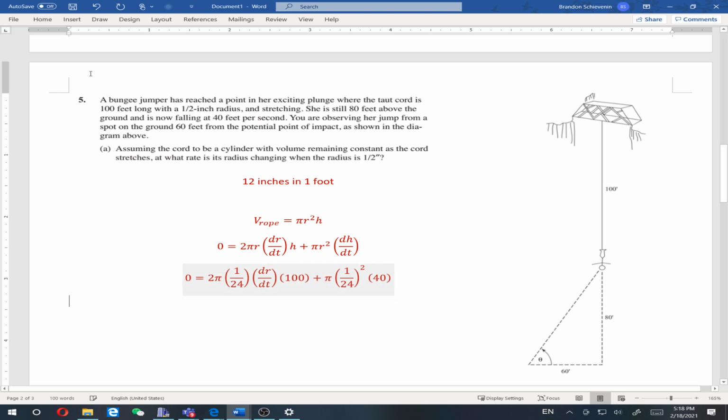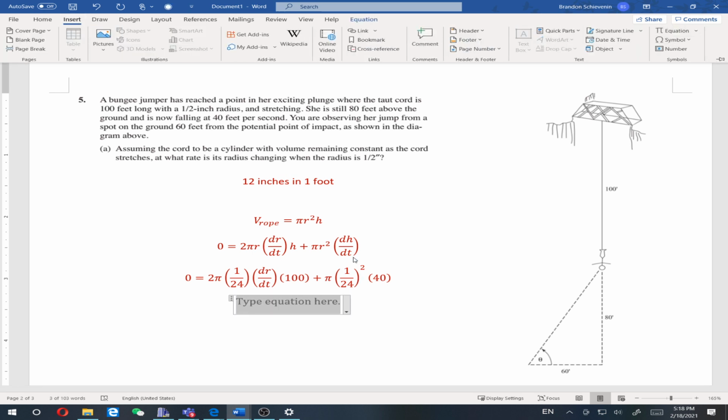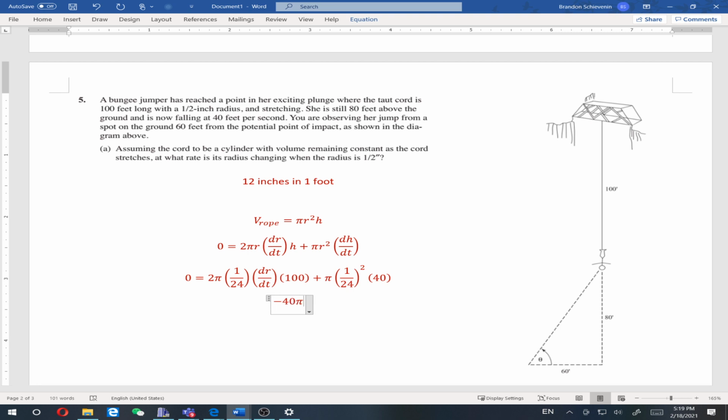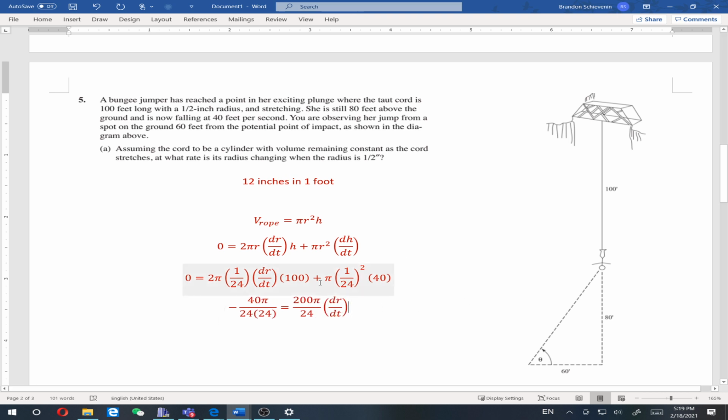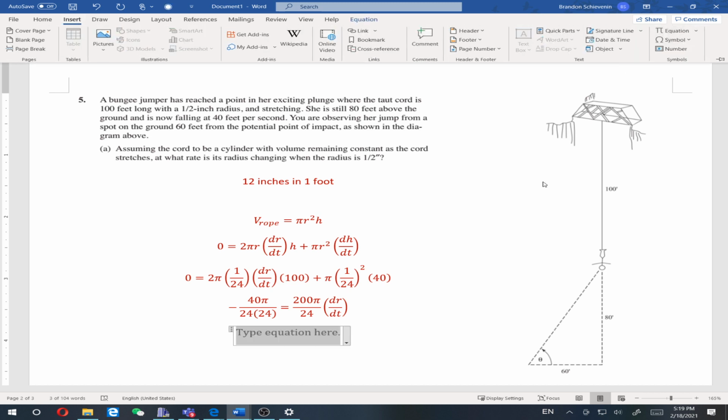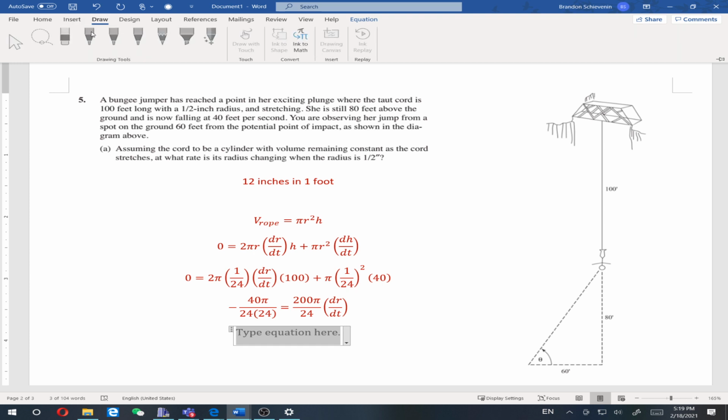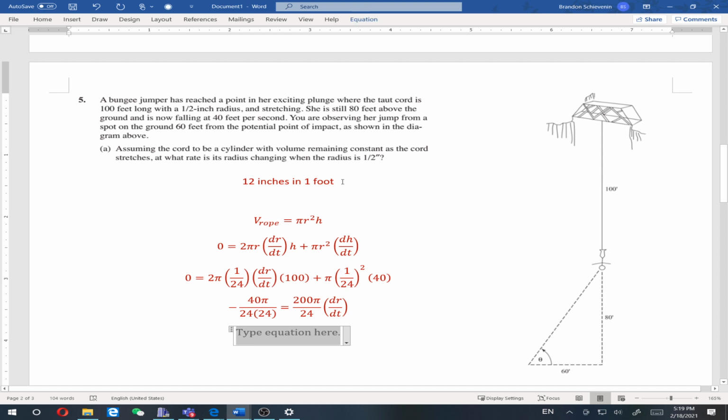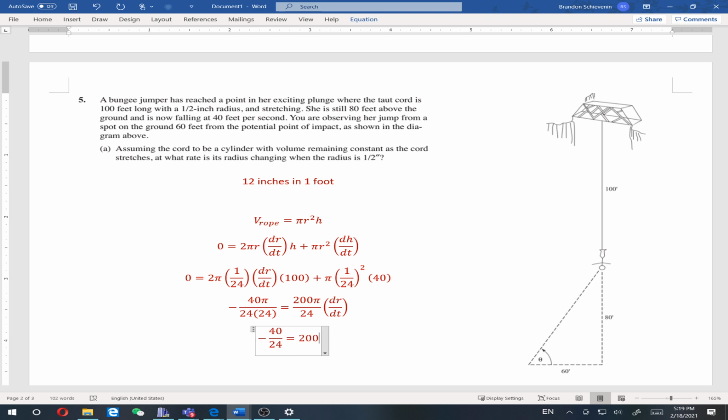Okay, and we'll do this again. So you said subtract this term from both sides. That's going to give me negative 40 pi over 24 times 24 is equal to 200 pi over 24 times dr over dt. Is there anything that I can cancel on both sides? I can cancel 1 over 24 from both sides, you're right. So multiply both sides by 24. What else can I cancel? Pi can also be canceled. So this is 40 over 24 you've got left on this side, and this is 200 times dr over dt.